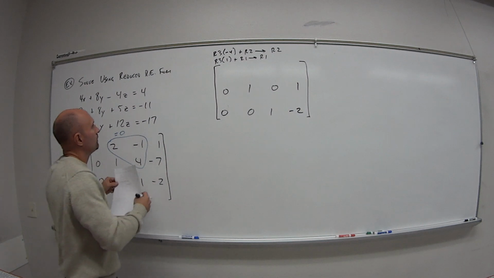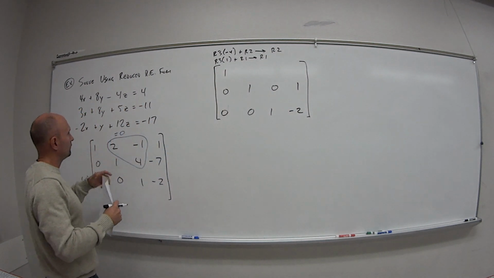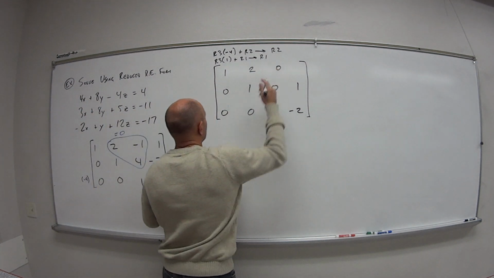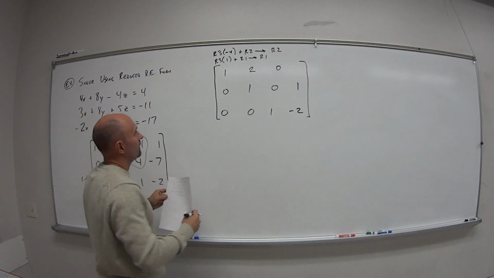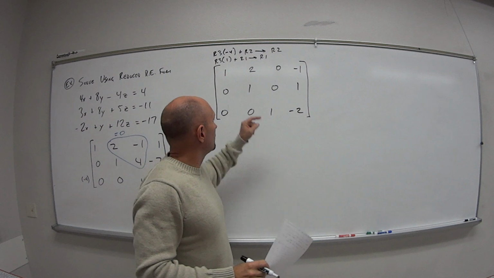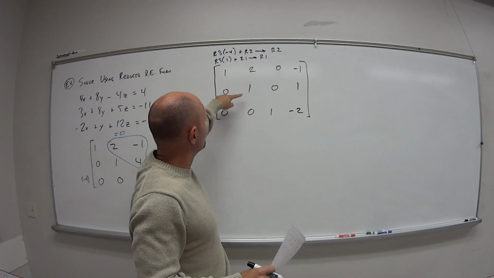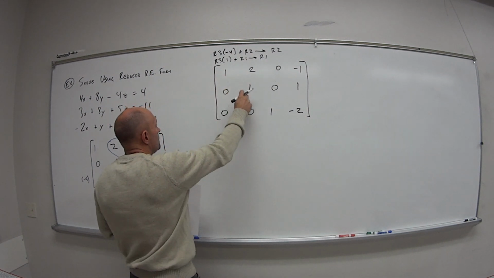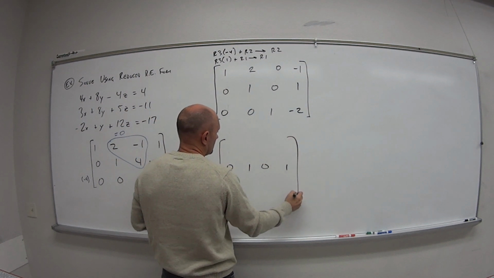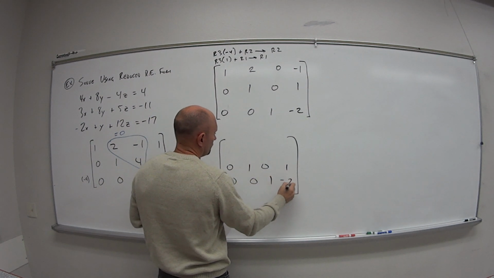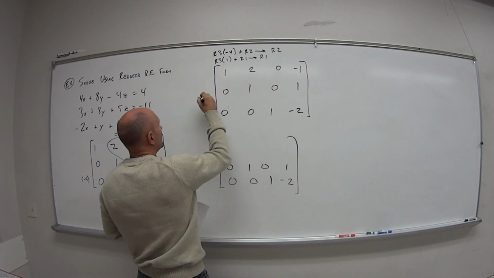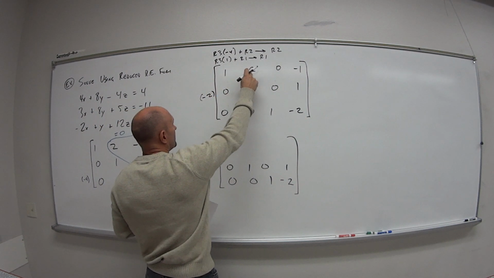So 0 plus 1, 1. 0 plus 2, 2. 1 plus negative 1, 0. Negative 2 plus 1 is a negative 1. Lastly, we're almost there. We need to get a 0 in this position, so I'm going to use row 2. So, leave row 2 and 3 alone. 0, 1, 0, 1. And 0, 0, 1, negative 2. So I need to do what? I need to multiply row 2 by a negative 2. That way when I add it here, it gives me 0.